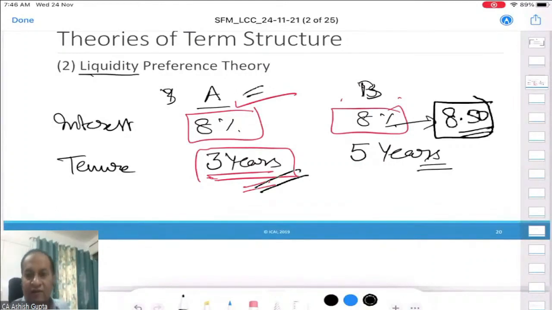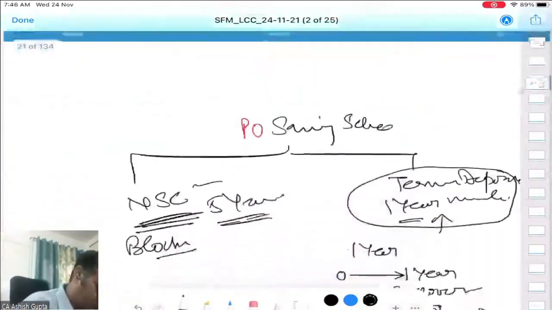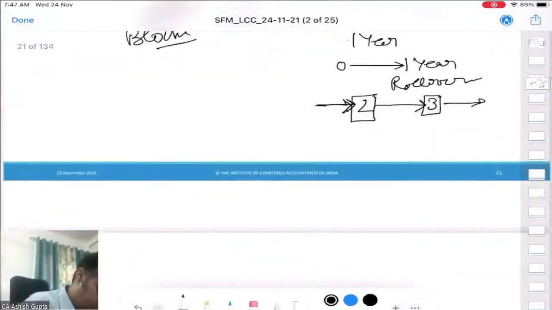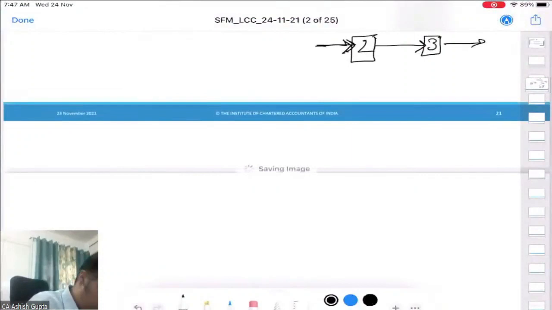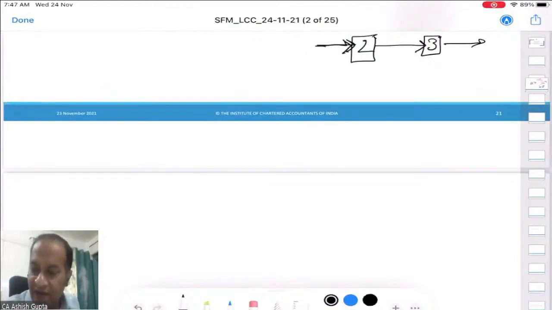But if you have surplus money and you don't require this money for another 5 to 10 years, of course you will go for this option. So according to this theory, I'm just writing one liner so that it can be helpful for you. Just note down this one liner.